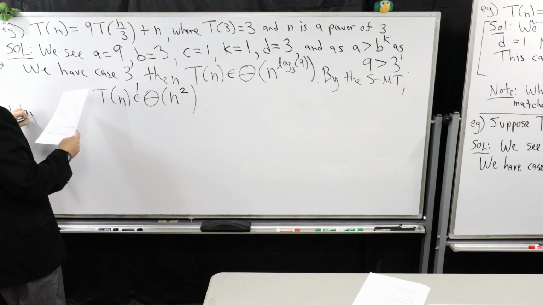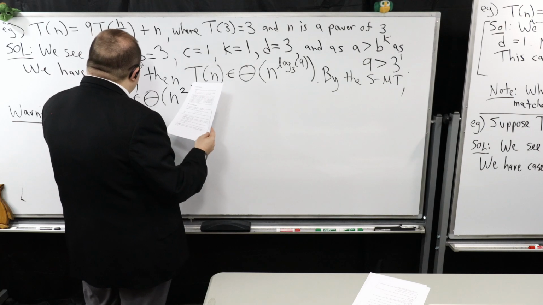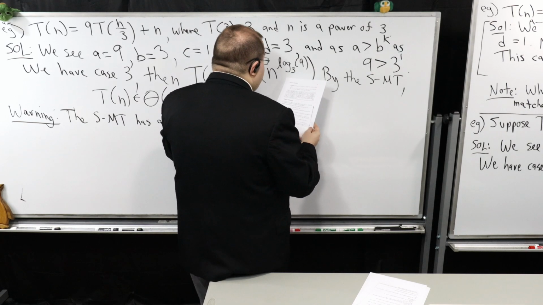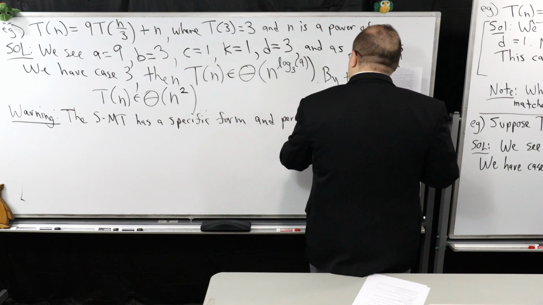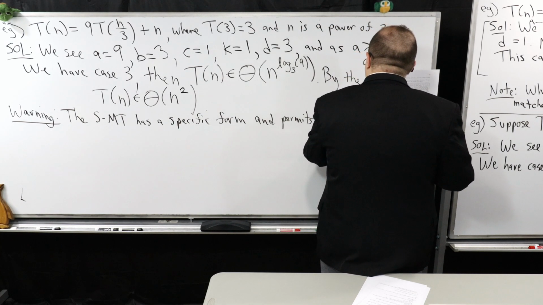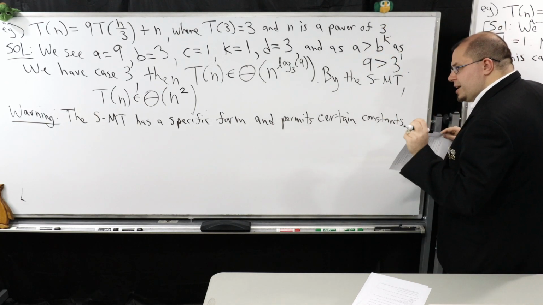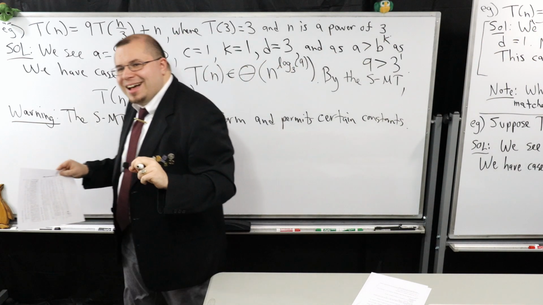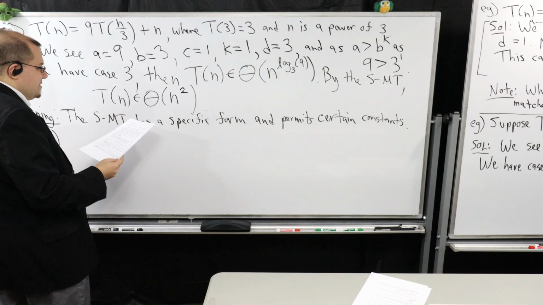This is just more of a warning than a remark, really. The simple Master Theorem has a specific form and permits certain constants. So just be very careful, because sometimes you can't apply the simple master theorem. Here's an example of something you cannot use the simple master theorem on.